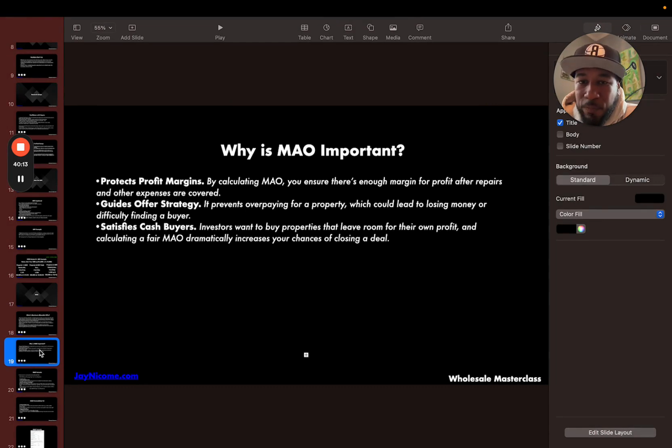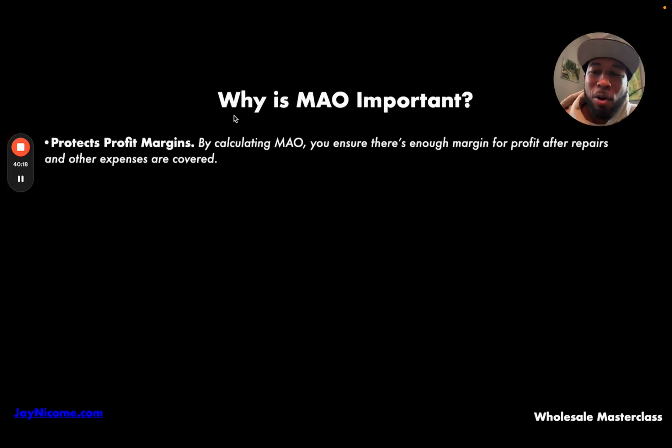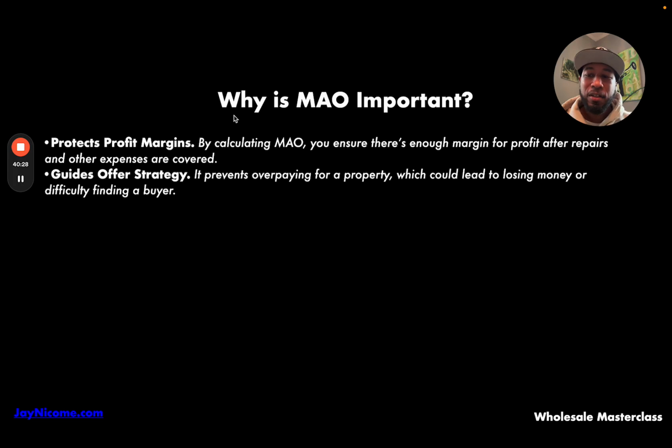So why is MAO important? Maximum allowable offer is important because it protects profit margins. By calculating your maximum allowable offer, you ensure there's enough margin for profit after repairs and other expenses are covered. Right? So it guides offer strategy. It prevents overpaying for a property, which could lead to losing money or difficulty finding a buyer.